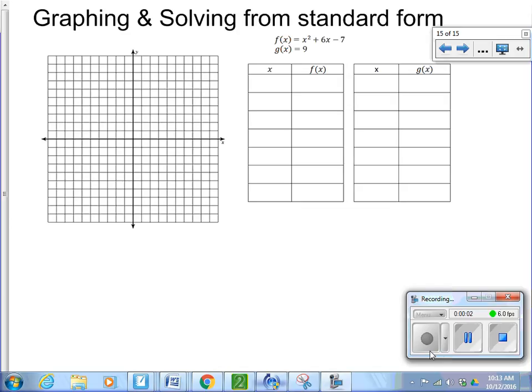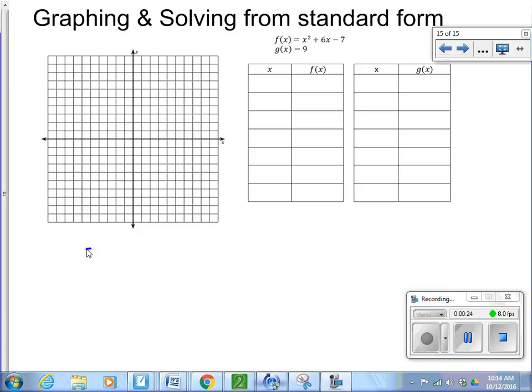Okay, so with this one, we're going to try to use our vertex, get it straight from standard form, fill out our table, and then see if we can find the solutions where f of x is equal to g of x graphically. So remember, first step to finding the vertex, just straight from standard form, we're going to take the opposite of the middle term.